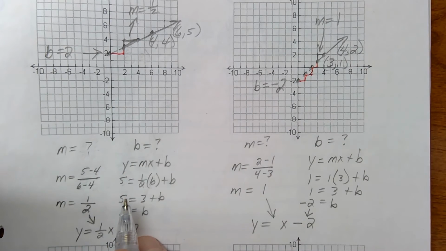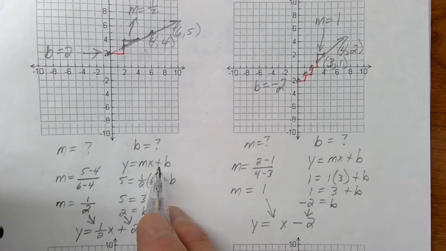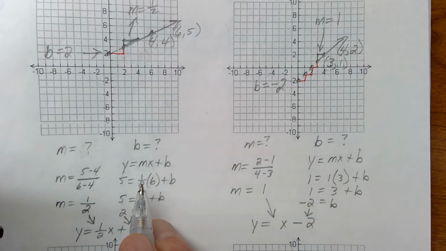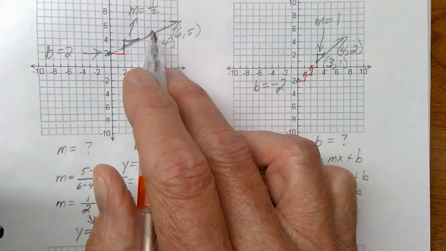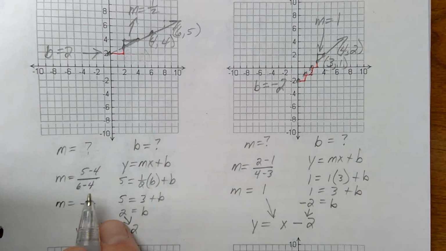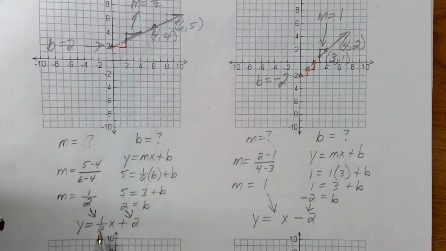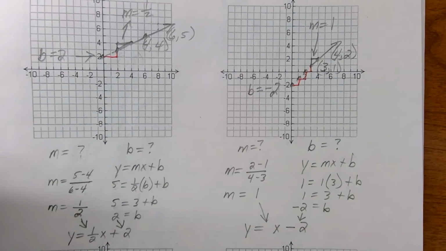That's what I did down here. I changed y to 5 and x to 6. Do this multiplication right here. Half of 6 is 3. And my new equation is 5 equals 3 plus b. Minus 3, minus 3, gives me a b of 2. So here's how to do it visually, and here's how to do it mathematically. And we end up with y equals mx plus b. You just put the 1/2 in for the m and the 2 for b.